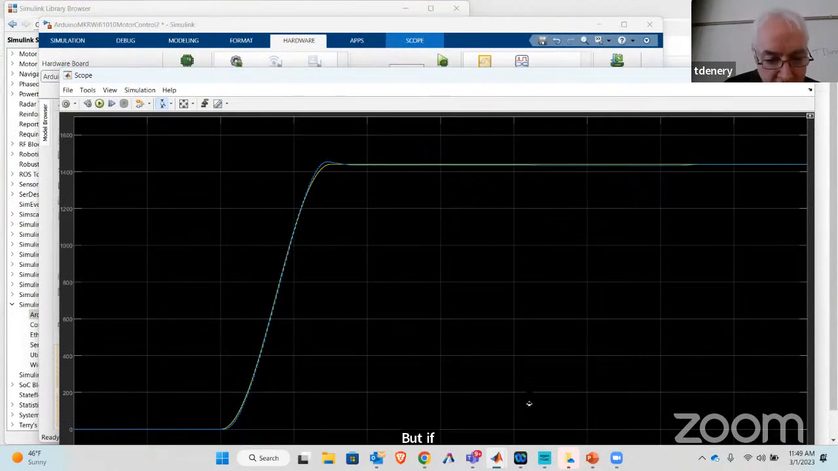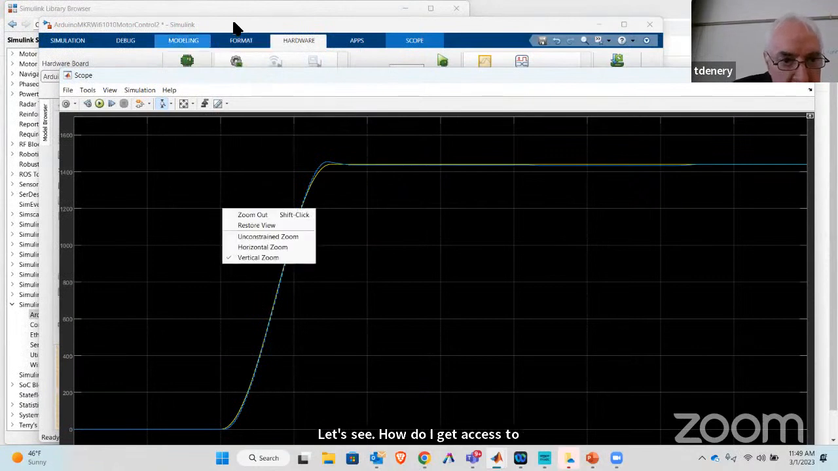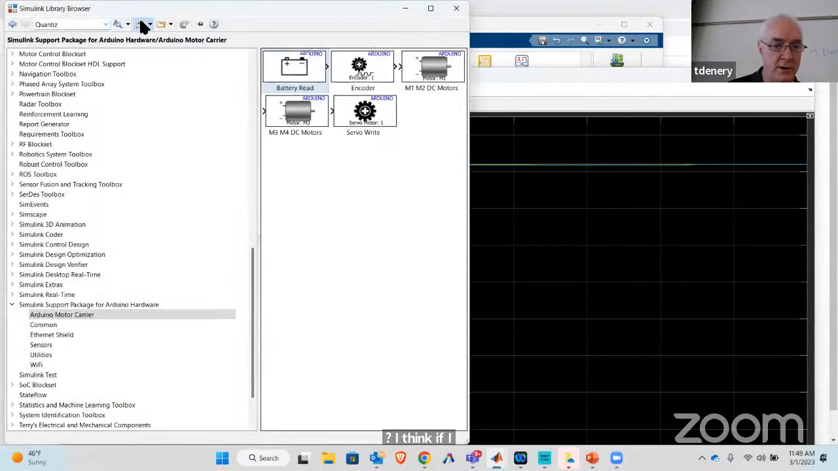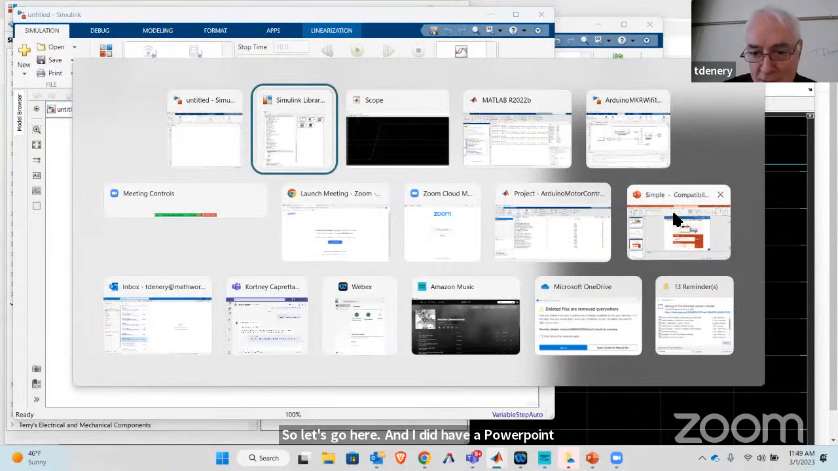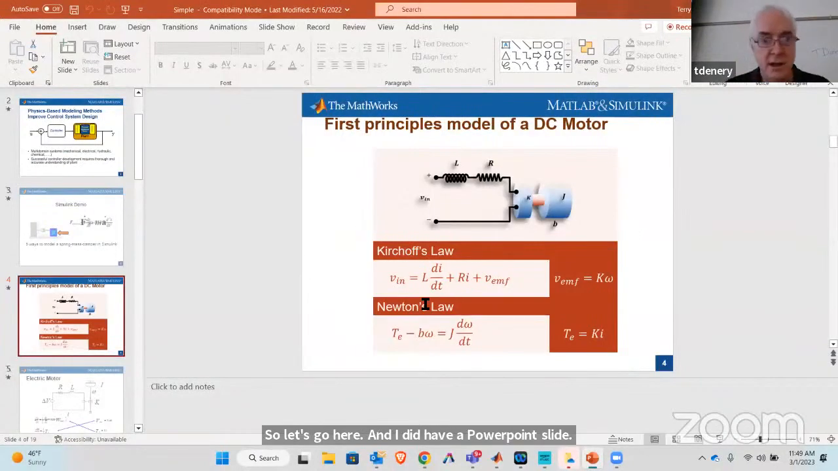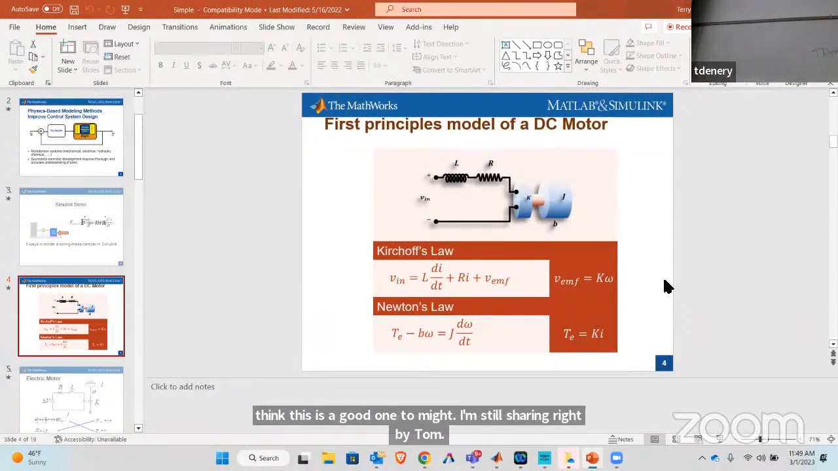Let's see. So how do I get access to it? Well, here's my Simulink browser. So let's go here. And I did have a PowerPoint slide. I usually don't like to use PowerPoint that much, but I think this is a good one. I'm still sharing, right, Matama? Okay.